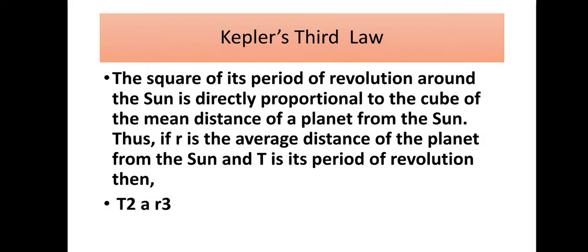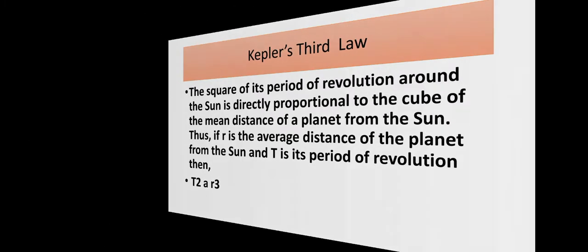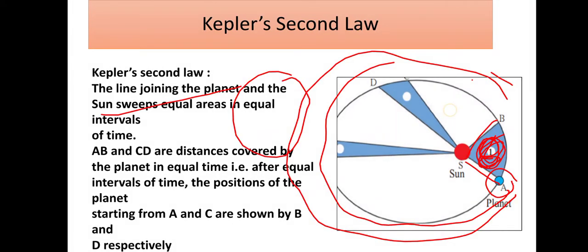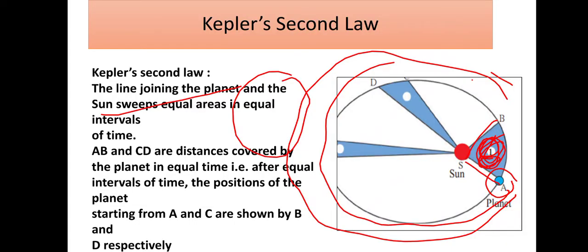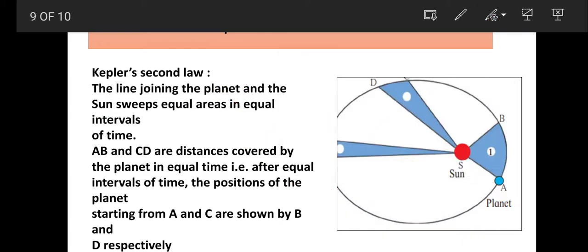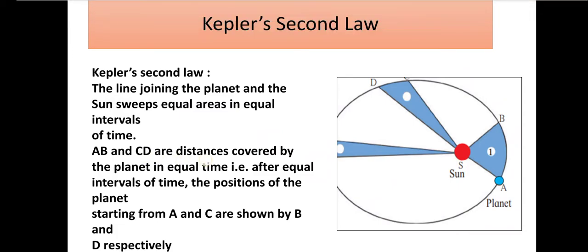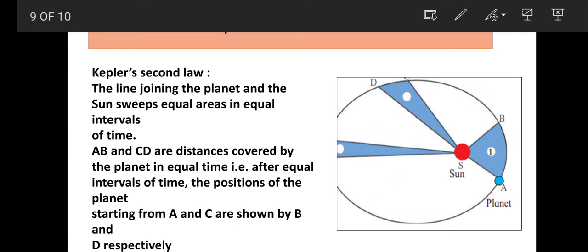I hope you understood the second law also. So the second law says that the line joining the planet and the sun sweeps equal areas in equal intervals of time. For example, they give A, B and C, D as the distances covered by the planet in equal time, that is, after equal intervals of time. The positions of the planet starting from A to C are shown by B and D respectively.